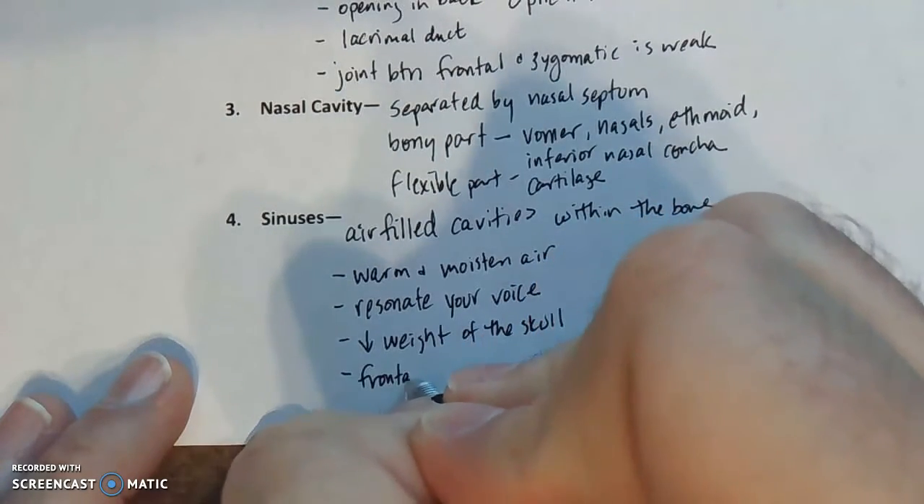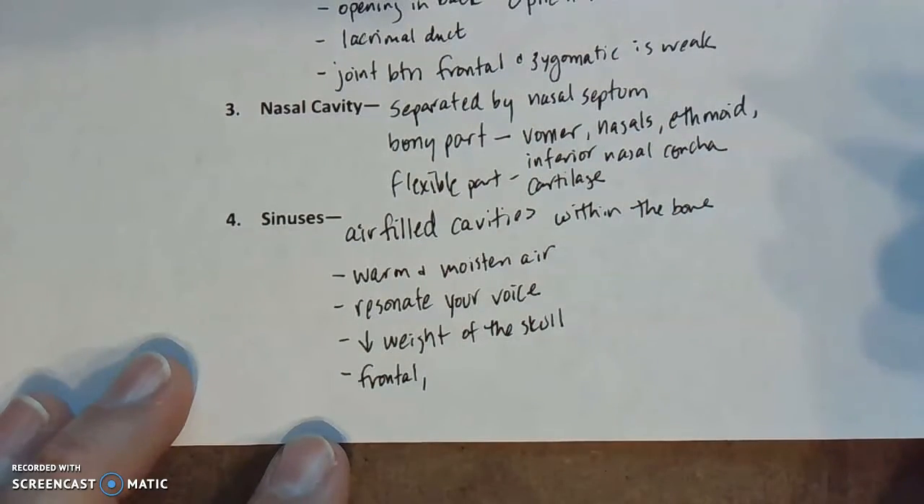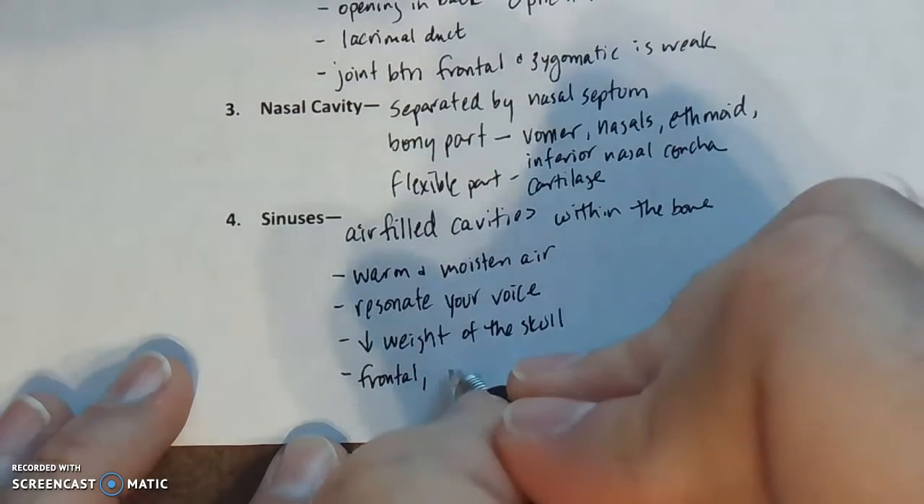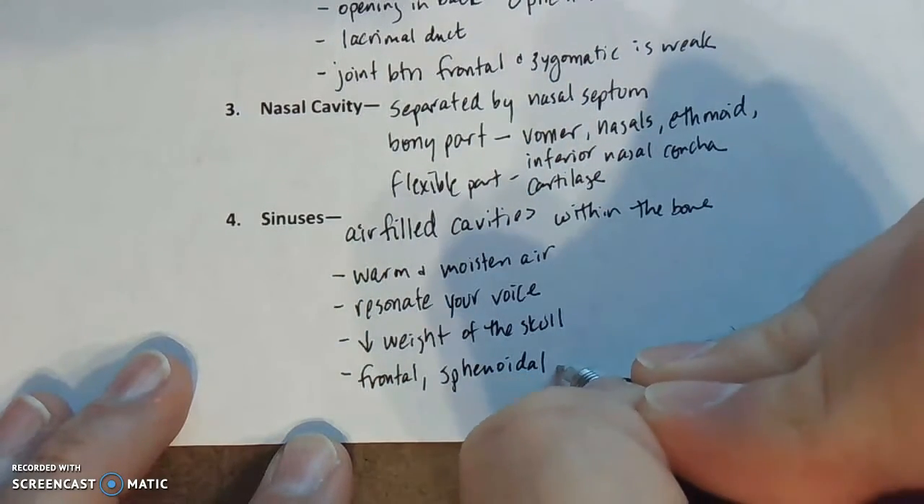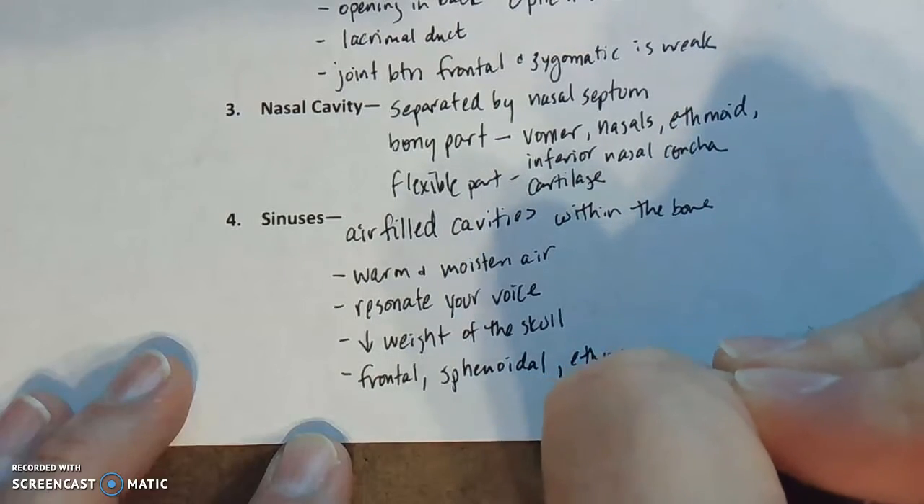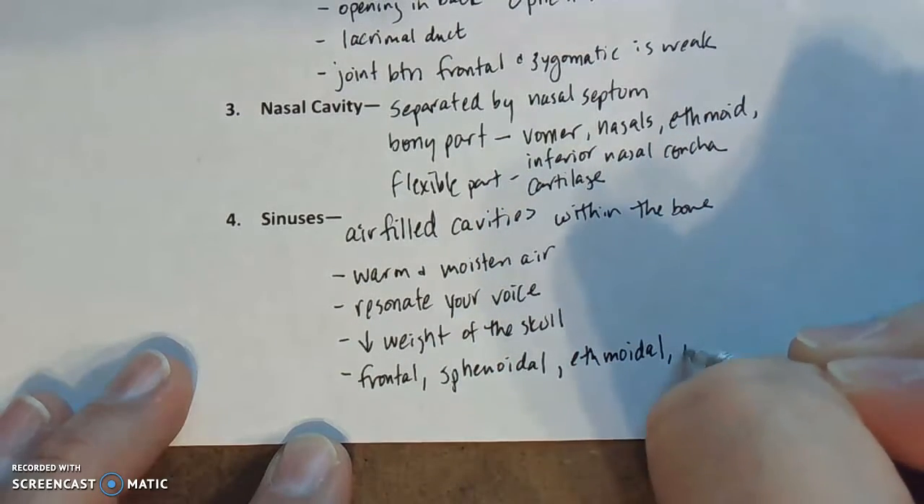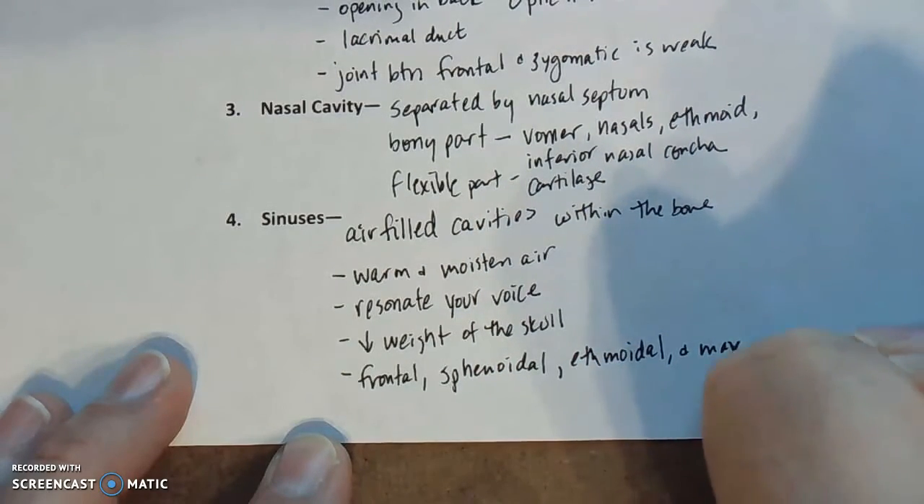But we have the frontal sinus, which is located in the frontal bone. The sphenoidal, located in the sphenoid bone. The ethmoidal, and the maxillary sinuses.